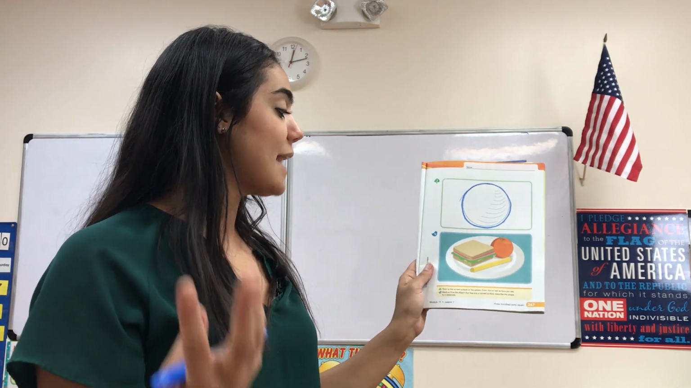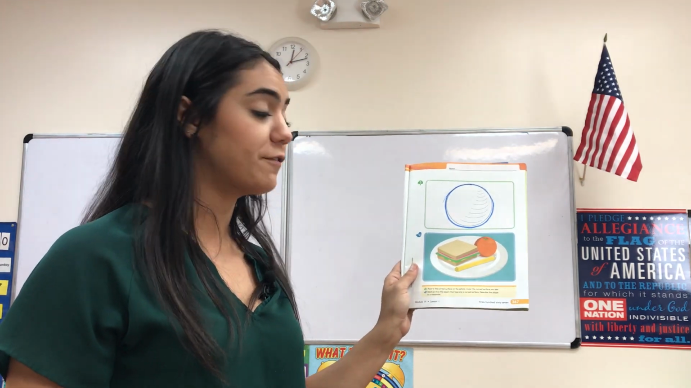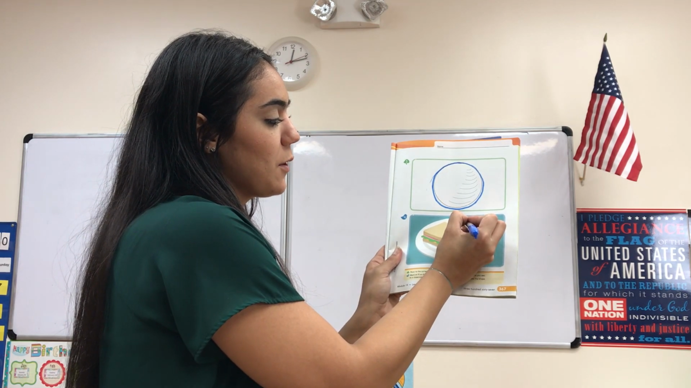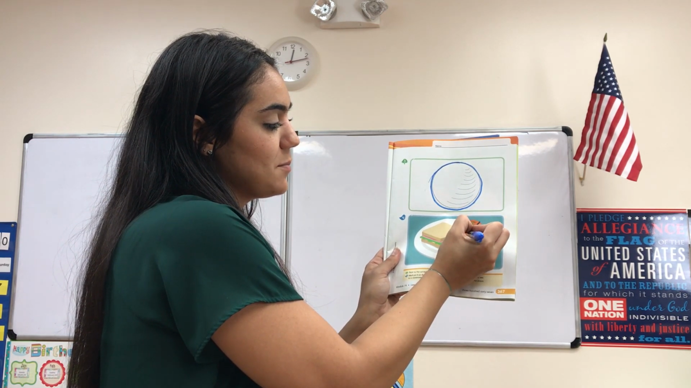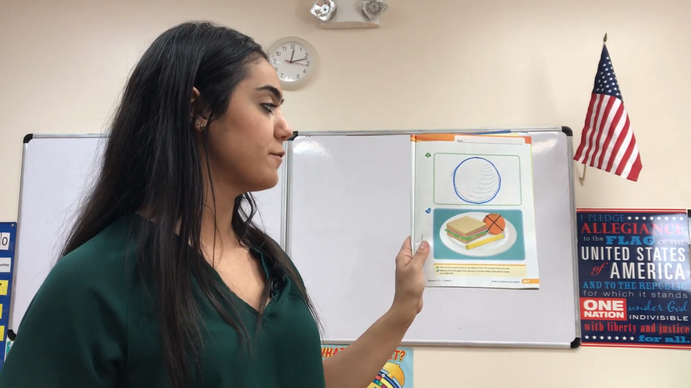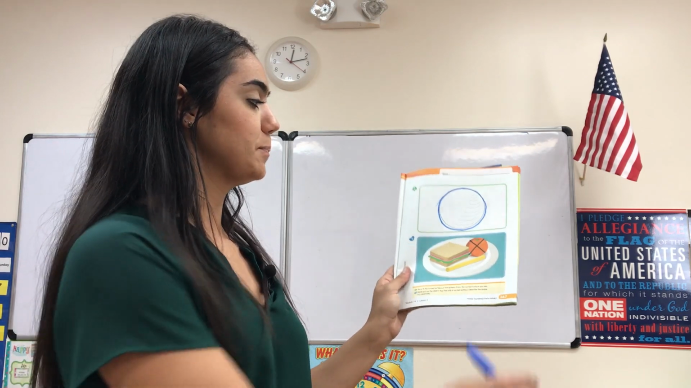So we need to mark an X on the object that has only a curved surface. If we go over to the orange, we can put a nice X because that is the object on our plate that has a nice curved surface. It's in the shape of a sphere.